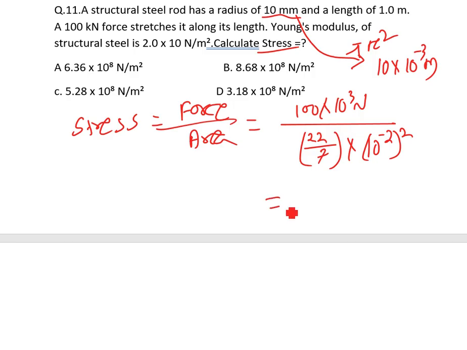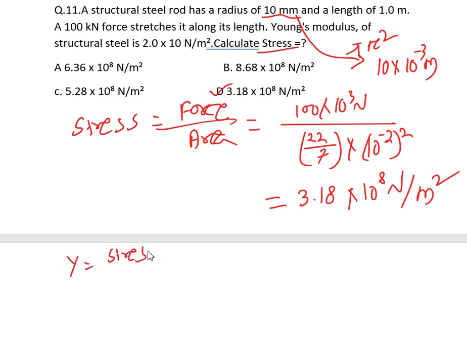So if I calculate all these, putting all these values, I'll get 3.18 into 10 to the power 8 Newton per meter square. So it's matching with option D. So question number 11, option D. The Young modulus formula is different, Y equal to stress by strain, but it is not required here. I think it is given to confuse the student, it is not necessarily required.